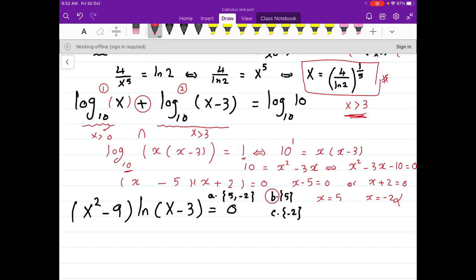That means if you substitute minus 2 in the equation, it does not hold. You have a problem. You get log of minus 2 for the base 10, and it is undefined, since this number is negative.